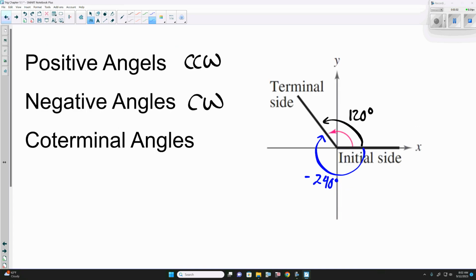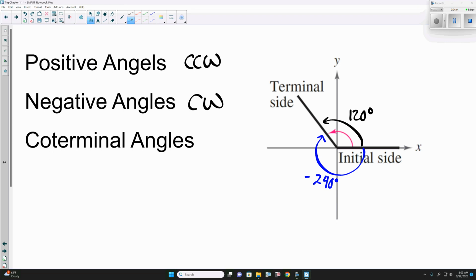Any questions on any of this so far? And we can have many different coterminal angles that get us to the same spot, because they don't always have to be positive and negative. We could have multiple positive angles as well. Such angles, so they go to the same spot, are considered coterminal. Now, as I just showed, we could have positive and negative to get there.